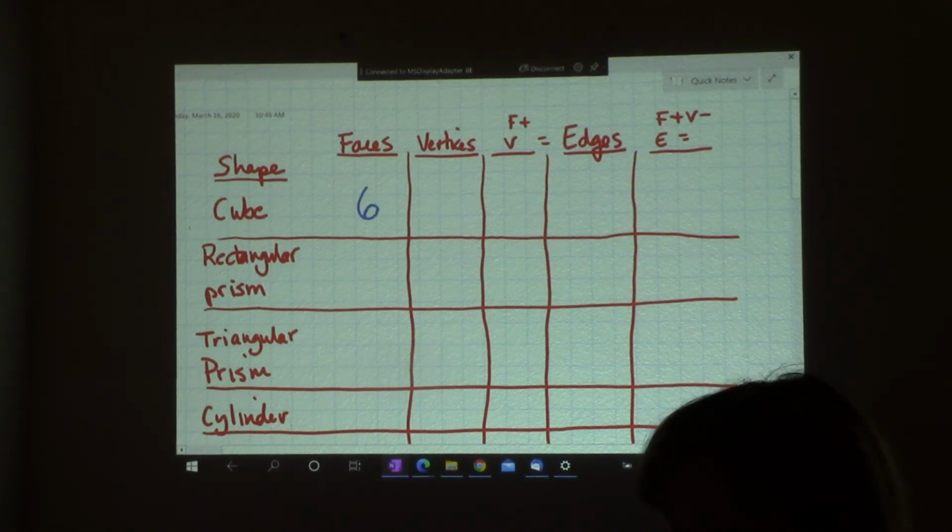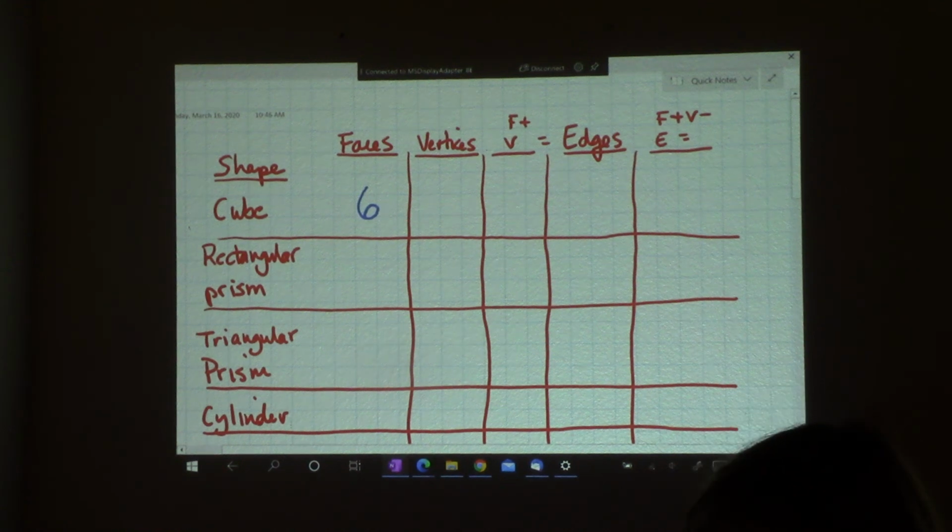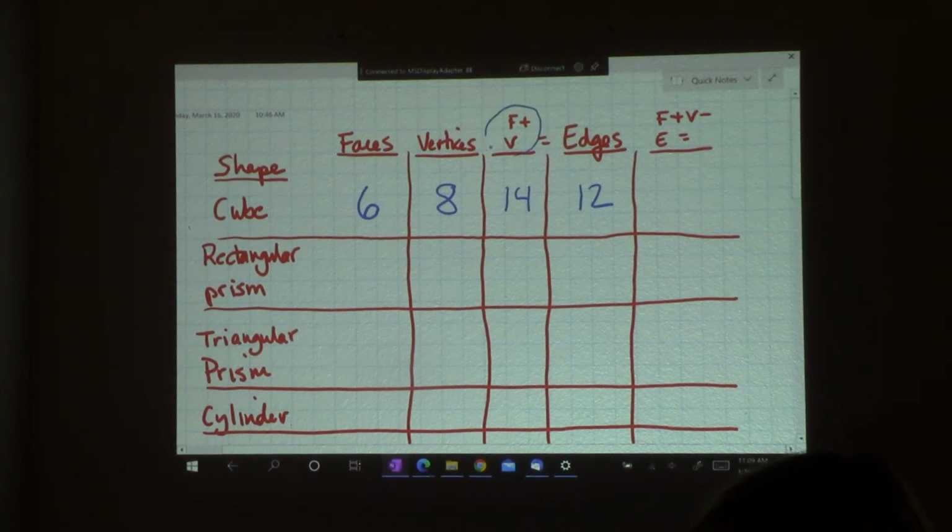And the vertices are the marshmallows. So for the cube, that would be 8. And when we add those together, that's 14. The number of edges is our toothpicks. That's 12. We use 12 toothpicks on that. And if you take this number, the faces plus the vertices, and we subtract the edges, you'll get 2. All right, that's going to help us with our pattern.